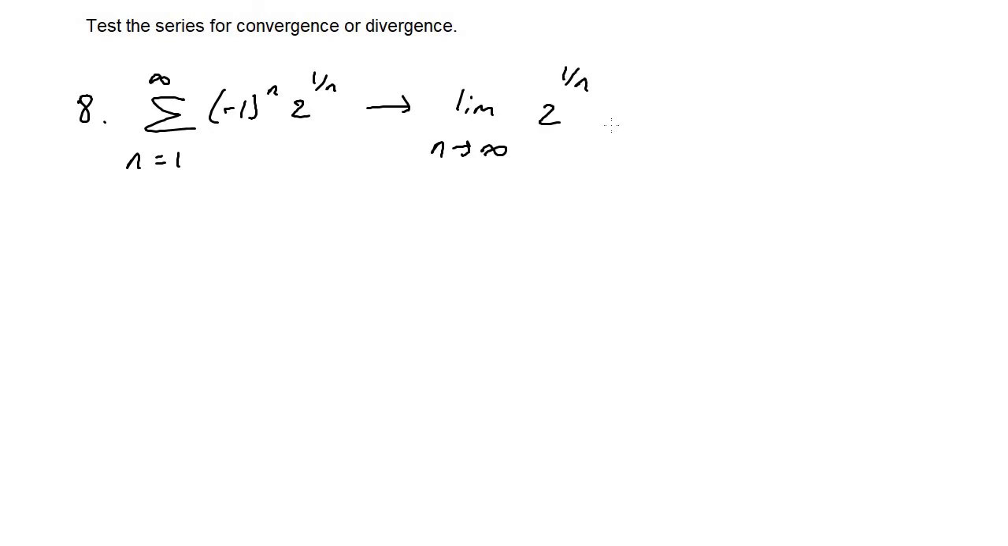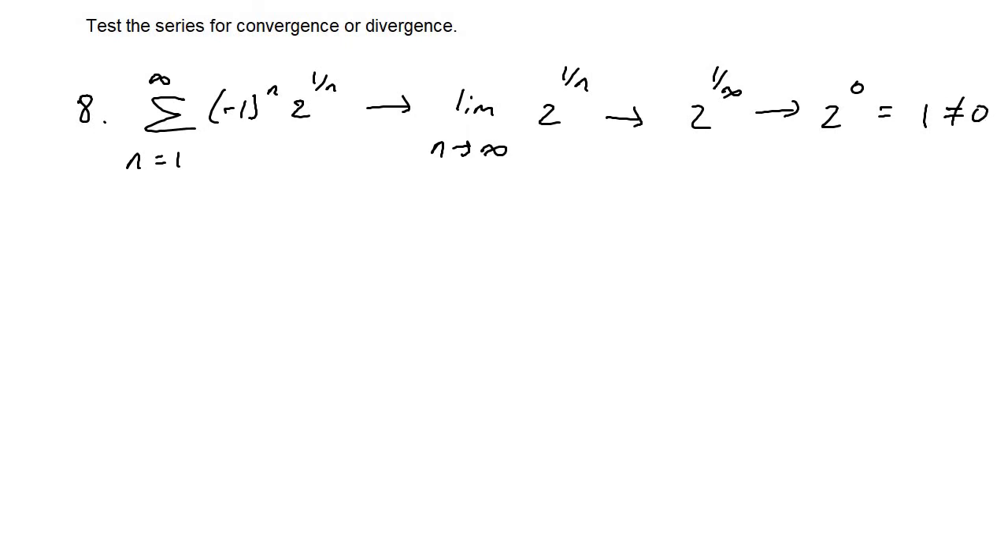Now in this case, we can just use direct substitution and directly sub in infinity for n, so we get 2 to the 1 over infinity. Now 1 over infinity, or 1 over a very large number, is basically going to get closer and closer to 0. So we have 2 to the 0 power, and anything to the 0 power is obviously going to be equal to 1. Now once again, we use the alternating series test, and 1 does not equal 0.